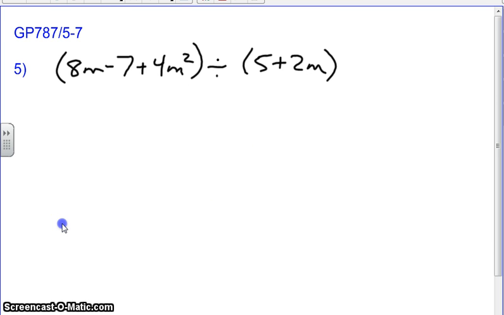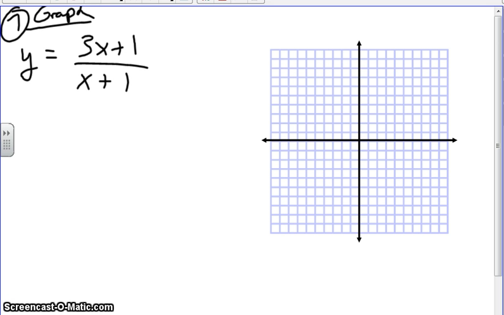Okay. And let's try one more. We're going to try this one here. Come back and look at the answer when you have tried it.